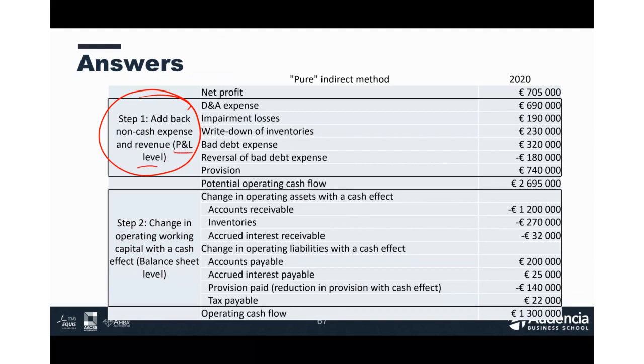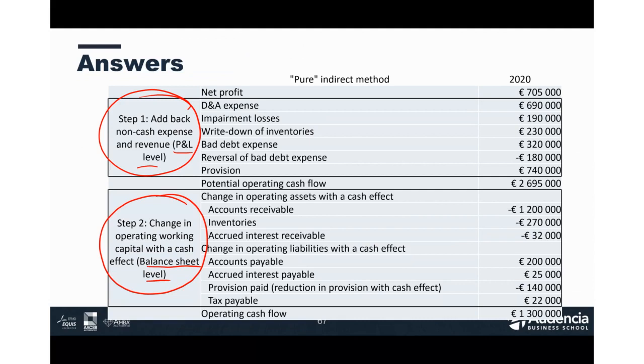We eliminate, we add back the non-cash expense and revenue. So the expense and revenue without an impact on the cash during the period. In the second step, we want the change in operating assets and the change in operating liabilities. The two together, operating assets minus operating liabilities. For the current part, for the short term, we name it operating working capital or working capital requirement. So now we are at the level of the balance sheet. And at the end, we finish with the operating cash flow.